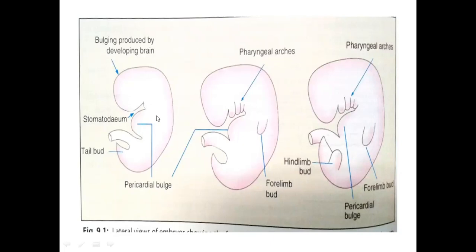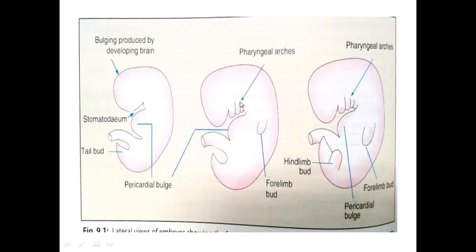Coming to the second picture, in this, this is the umbilical cord, this is the tail bud. This is the bulging produced by the developing brain, and this is the bulging produced by the developing heart. You can see the change here. Today's topic: the pharyngeal arches. In the floor of the foregut, where the pharynx is going to form.